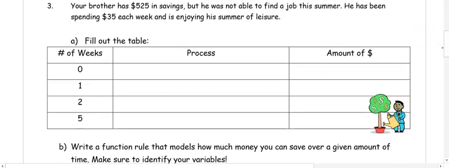Your brother has $525 in savings, but he is not able to find a summer job. He has been spending $35 each week and is enjoying his summer of leisure. So we know that the brother has $525 saved. So we're going to put 525 as the start value for every week. He is spending $35 a week. So instead of adding to that, he's spending it, so he's losing that money. So we're going to subtract 35 times the number of weeks.